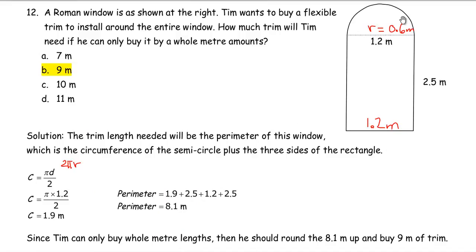So the perimeter will be this 1.9 plus 2.5, 1.2, and another 2.5, which is exactly what I've written here. That works out to 8.1.